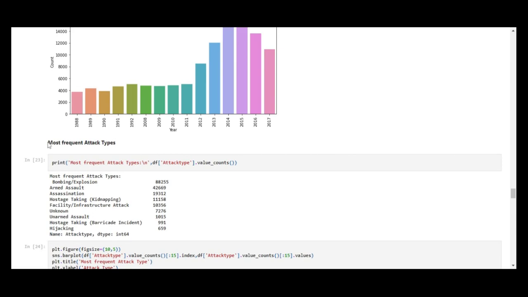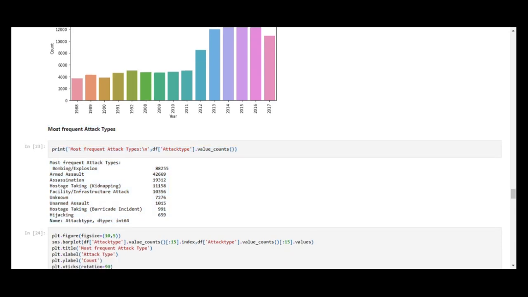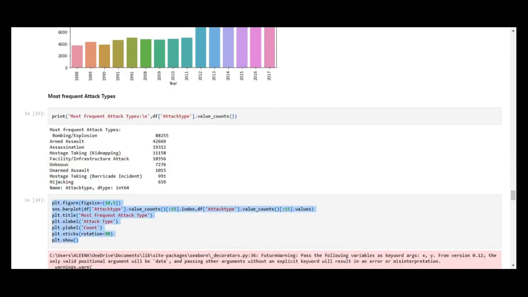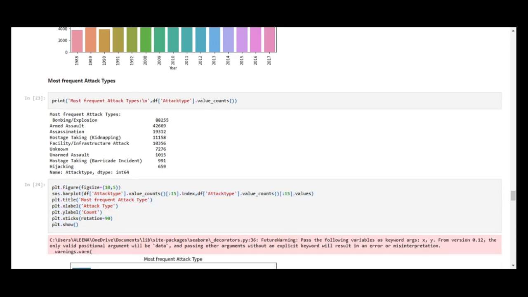Later on, again using the bar plot, I have found the most frequent attack types, groups involved in those and the types of weapons used for this activity as a part of visual demonstration. So first, we will see the most frequent attack types. The list has been given below for the frequent attack types. Here also, the bar plot has been depicted as I have mentioned earlier.